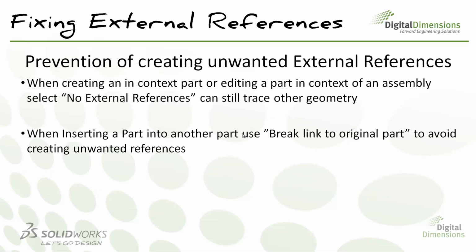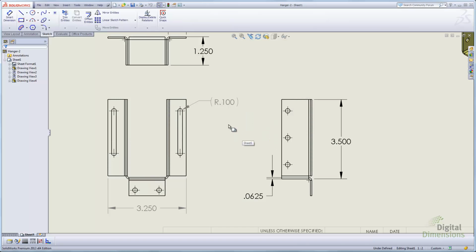So the last thing to talk about is prevention of unwanted external references. I made that gasket part in that assembly, and it was made in context of the assembly. They call it a virtual part or in context part. There's a way to prevent those external references being created in the first place. So I'll show that to you right now in SOLIDWORKS.